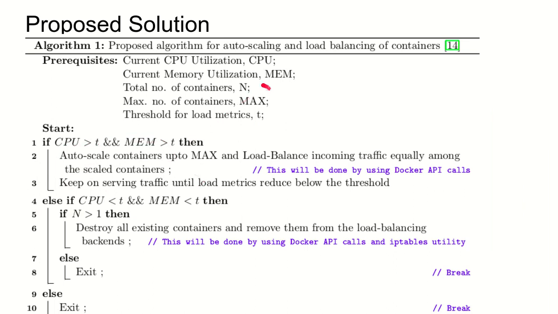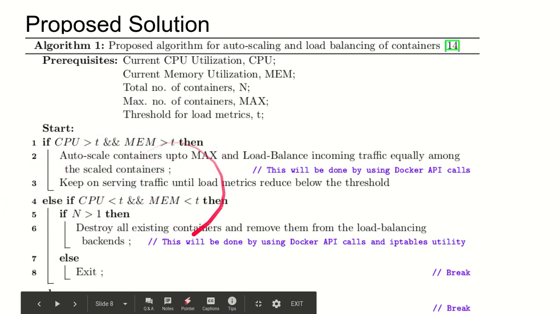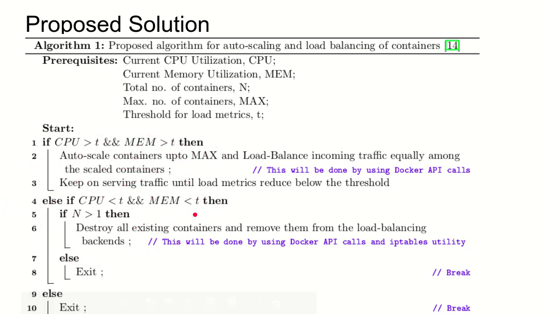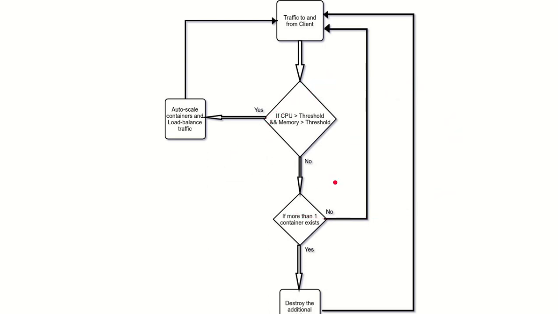So the proposed solution is an algorithm that has been proposed. We'll be setting up a threshold. So when your CPU utilization or your memory utilization goes beyond that threshold, the containers will auto scale, and once it comes below the threshold, it will get killed. After it gets killed, it will exit, and the code will be running via cron job. It is basically listener code. It's already constantly listening to the traffic. So this is a flow chart, a simpler way of explaining the code.